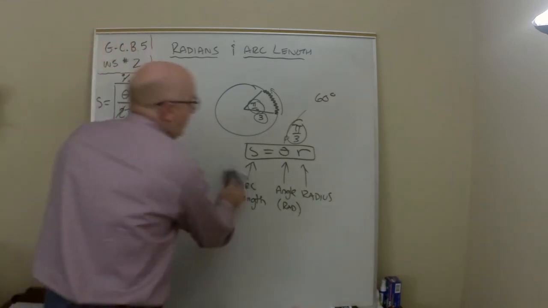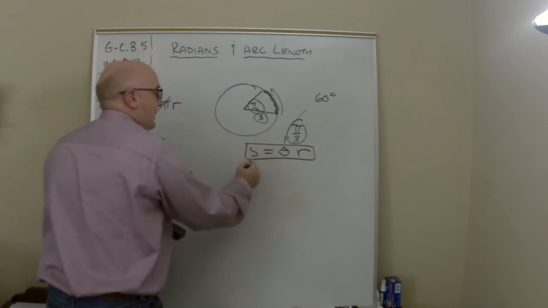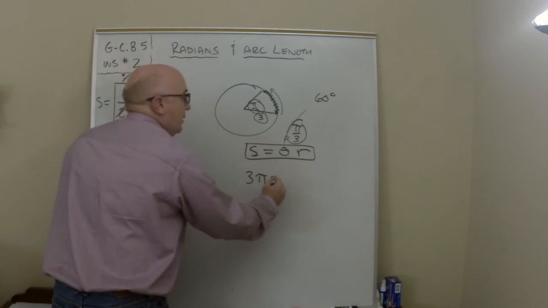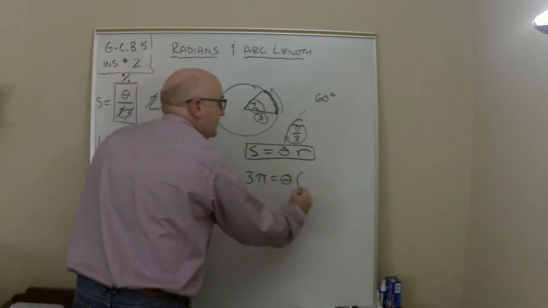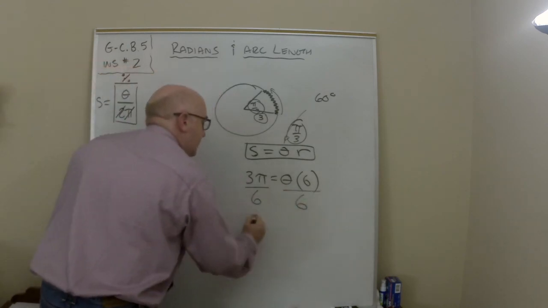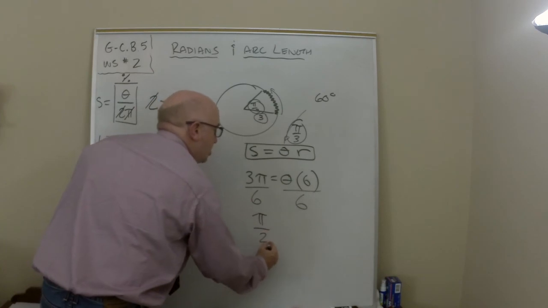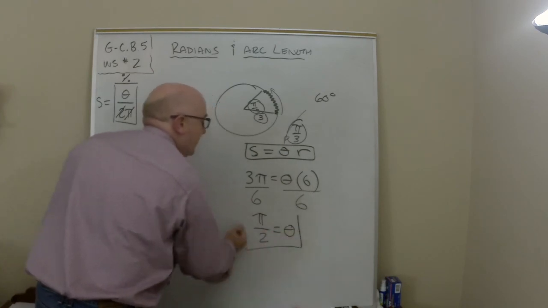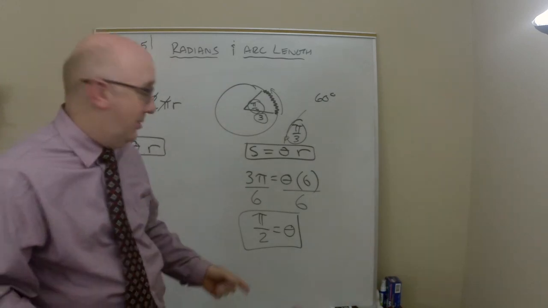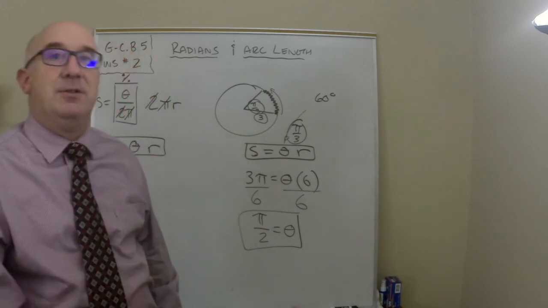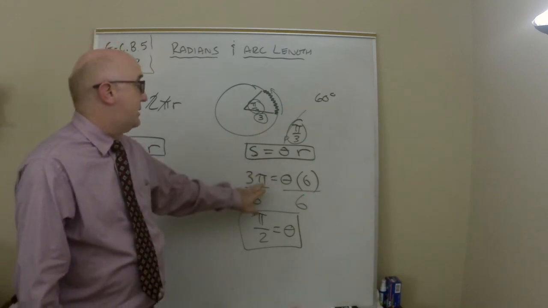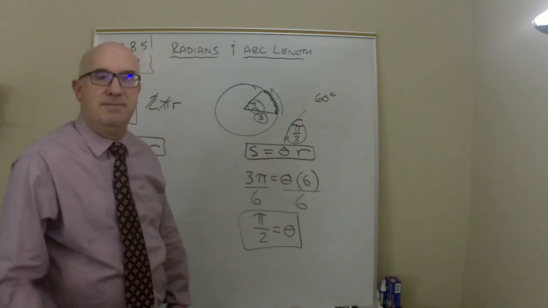And what they'll do for you, they might say to you, hey, the arc length is 3 pi. What's the angle if the radius is a 6? Now you say, well, how do I figure this out? Well, I would divide both sides by 6, I get pi over 2 equals theta, and I find out that theta is pi over 2 radians, or if you don't know by now, 180 divided by 2 is 90 degrees. That would be a 90 degree angle if that was its arc length and that was its radius. All right, good luck with that.